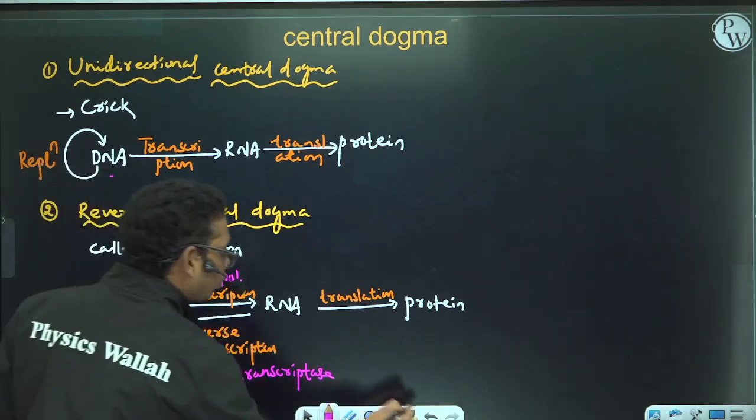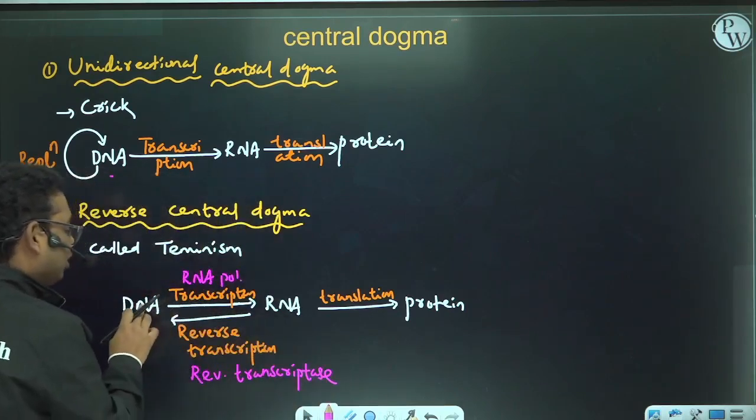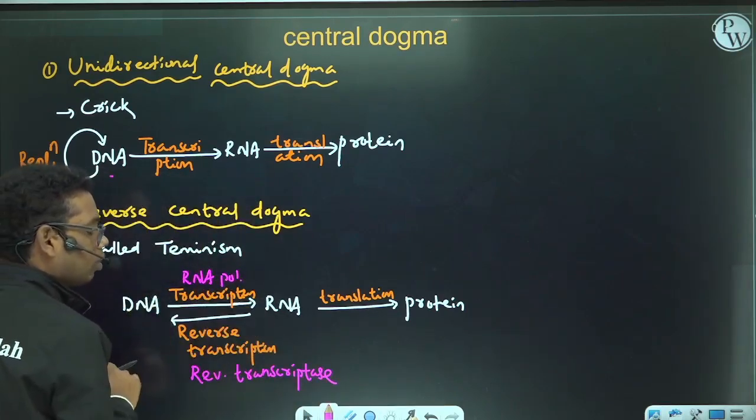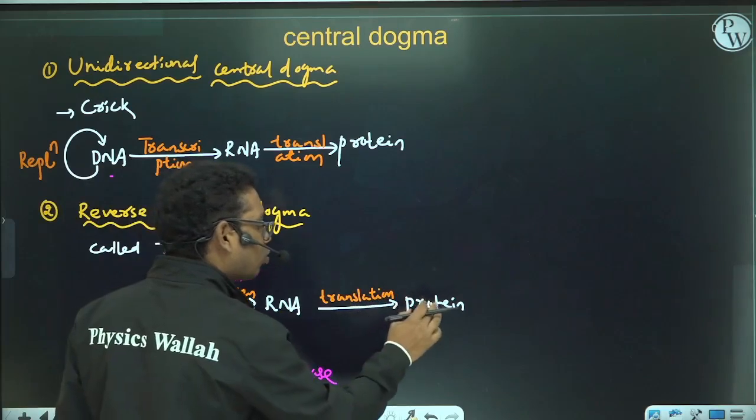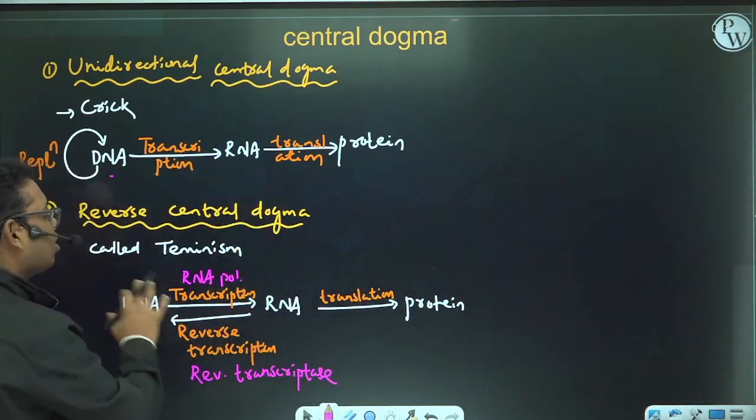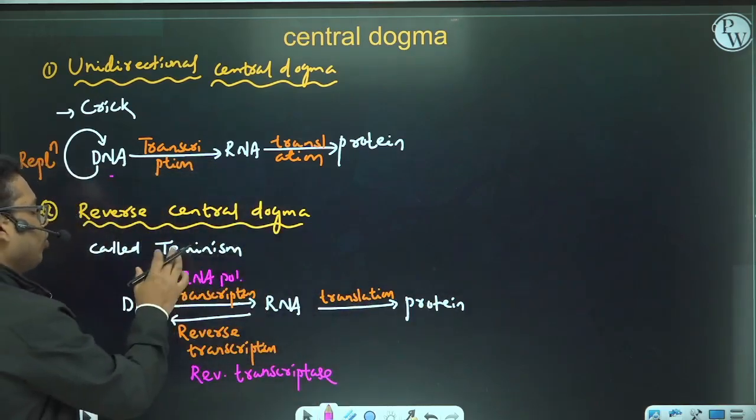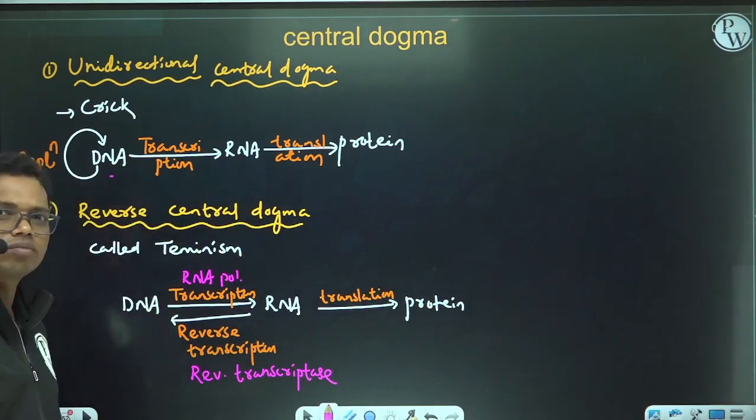Now this DNA will form the RNA, and the RNA will undergo translation to produce the protein, and this is called the reverse central dogma, which is also known as teminism.